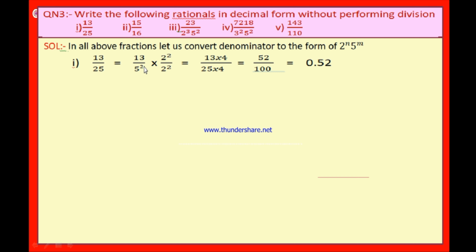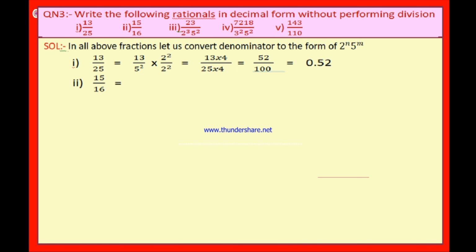To get 2 square also in the denominator, let us multiply both numerator and denominator by 2 square. Then the numerator is 13 into 2 square, that is 13 into 4, and the denominator is 25 into 4. 13 fours are 52, 25 fours are 100. So 52 by 100. You have to divide 52 by 100. Since 100 means there are 2 zeros, after the decimal there should be 2 places. Therefore this is 0.52.